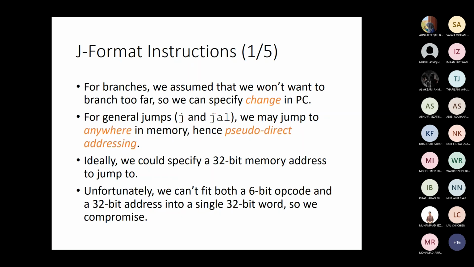For branches, we assume that we won't branch too far, so we can specify a change in the PC. For a general jump, meaning we don't need to test the condition.